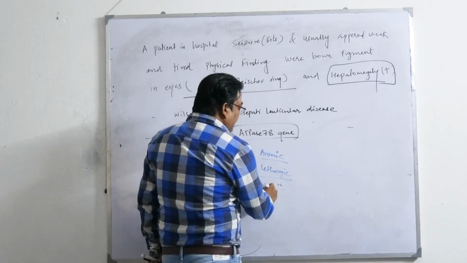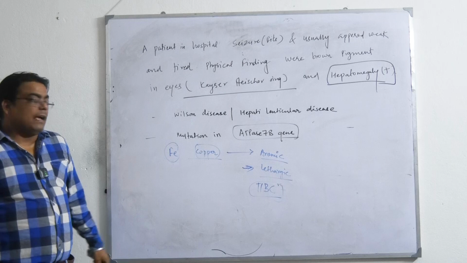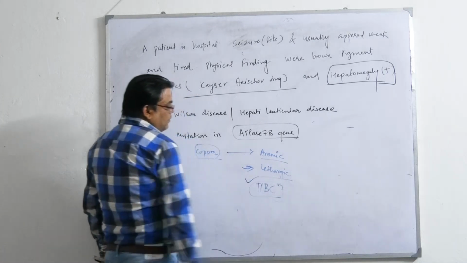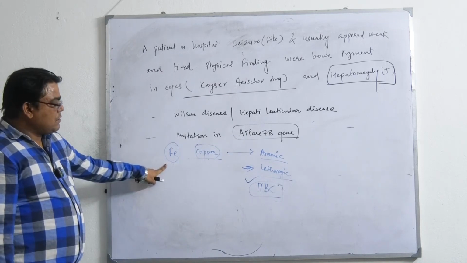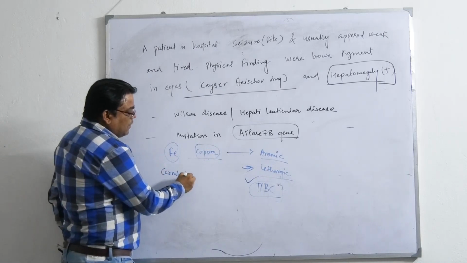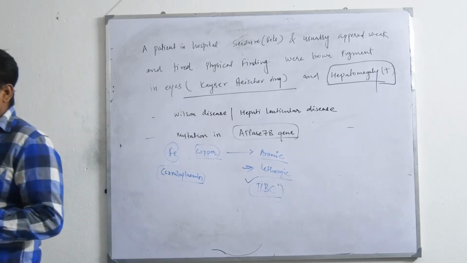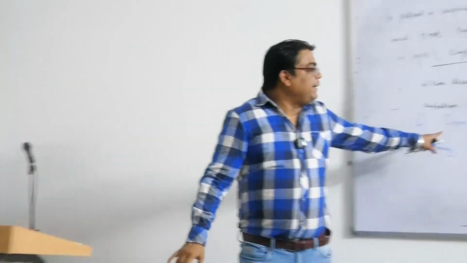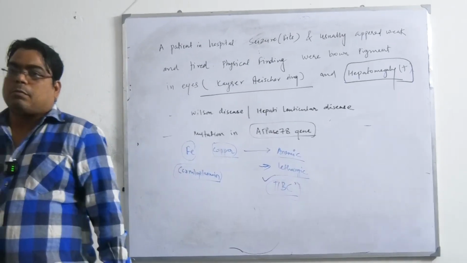And here we also check the TIBC, total iron binding capacity. TIBC is a test in the laboratory, which we can check. Plus one more thing, we also check the level of ceruloplasmin. Ceruloplasmin is a protein which is helpful for transportation of copper for metabolism. And what is the defect? Ceruloplasmin is not formed. There is mutation in ATPase gene, so due to this ceruloplasmin is not formed and copper is not metabolized properly.